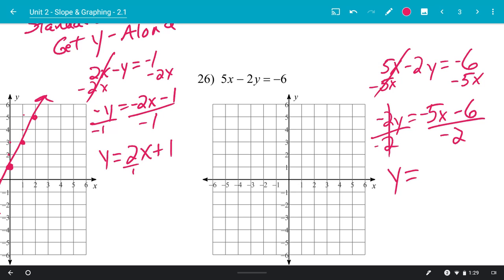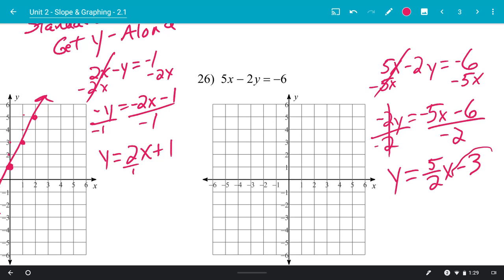Divide by negative 2 cancels. Y equals, again, here's where I like fractions. 2 doesn't go into 5 evenly, so I can just leave it as a fraction. 5 over 2. Now, negative divided by negative is a positive, and that's why those disappeared. And I got to bring the x down. Now, negative 6 divided by negative 2 is a negative 3. Now it's in slope-intercept form.